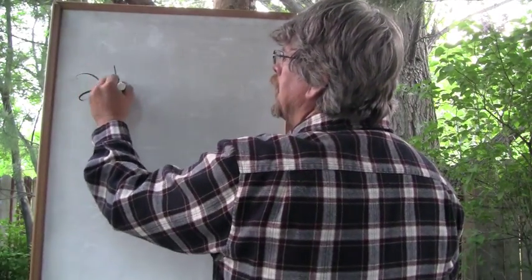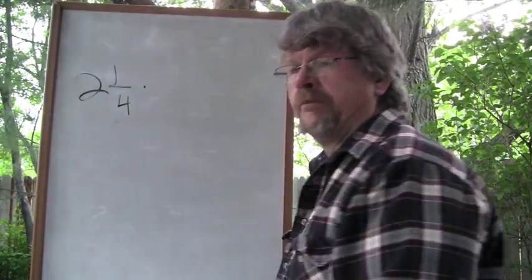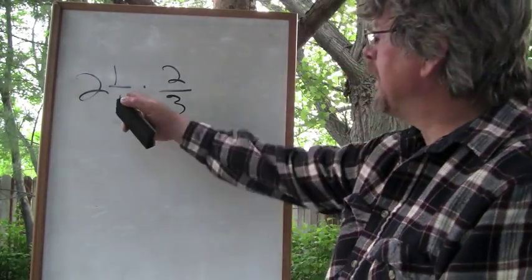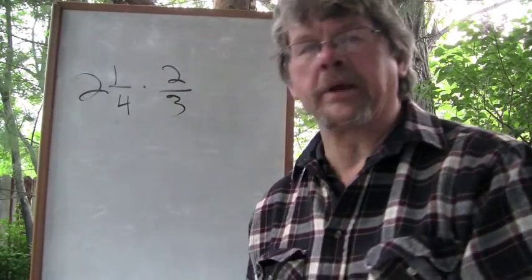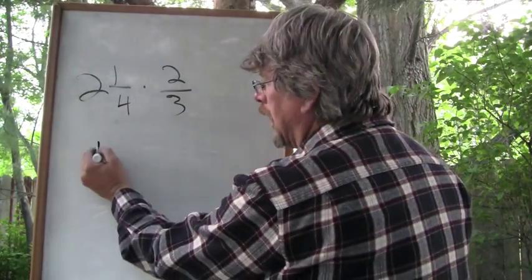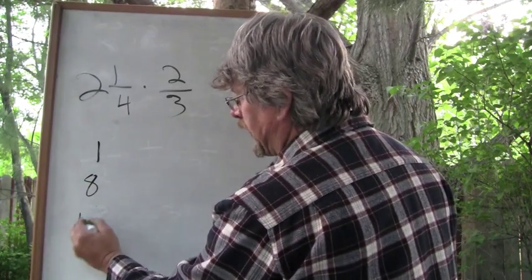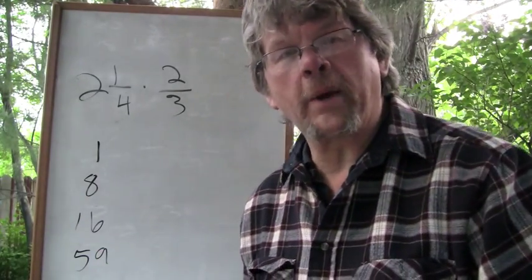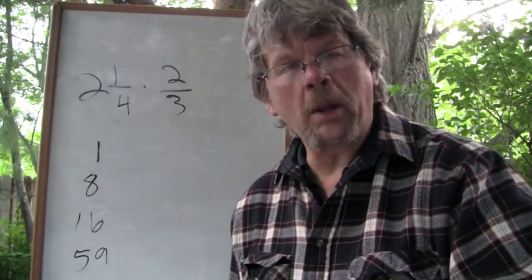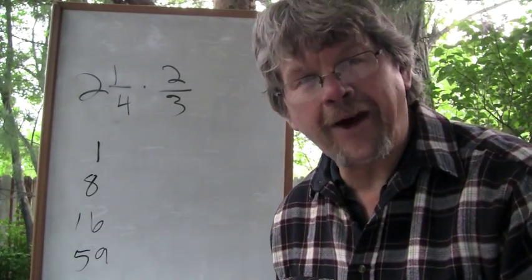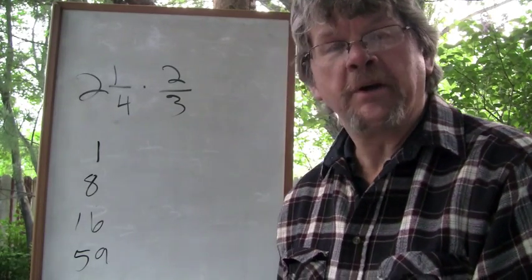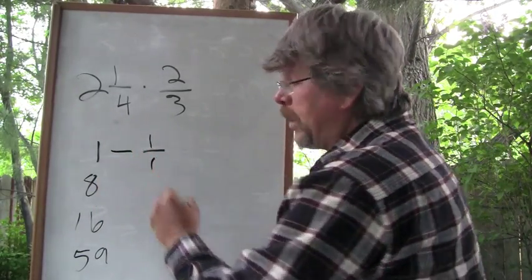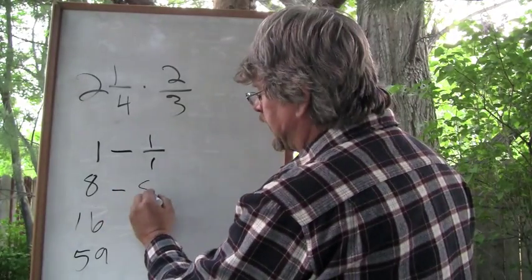All right, let's go. 2 1/4 times 2/3. And you say, no, wait a minute, can you take a mixed number and multiply it with a fraction? Absolutely. Remember, every whole number, 1, 8, 16, 59, is also a rational number. Rational numbers are those numbers that can be put in fractions with a numerator and denominator. But every whole number is really a fraction, right? 1 is 1 over 1. 8 is 8 over 1.